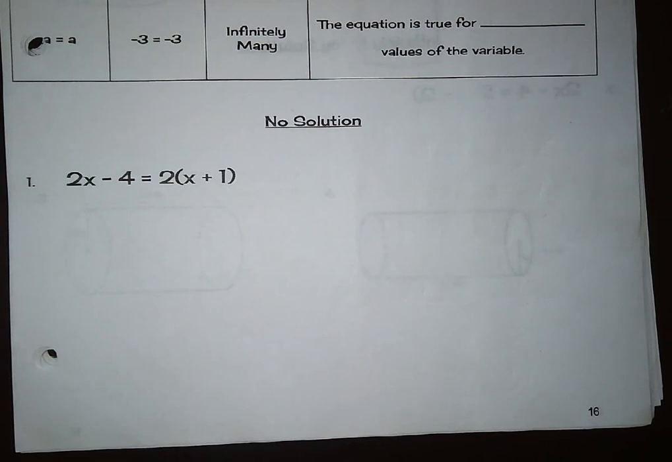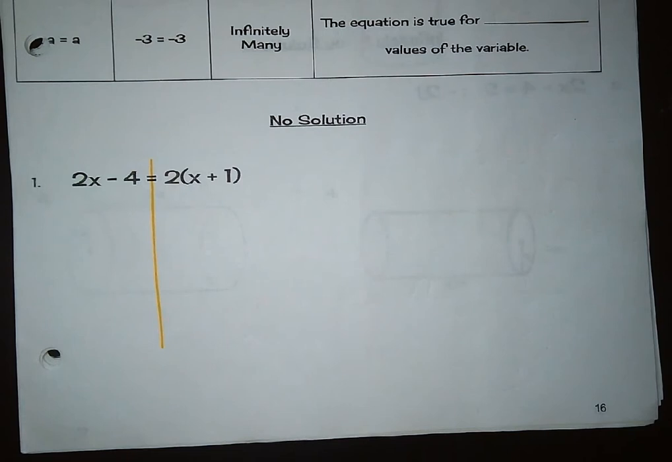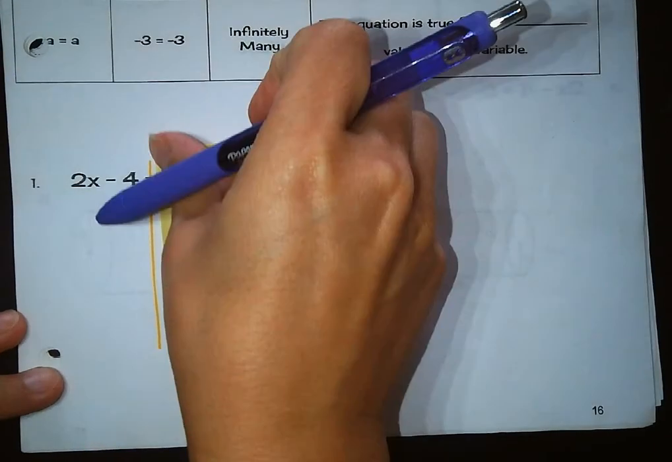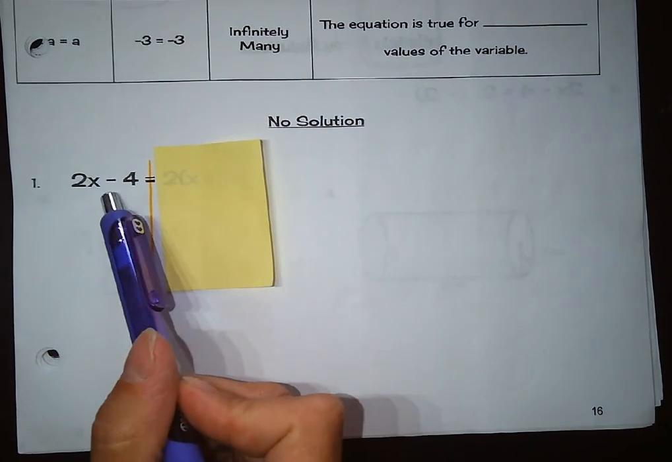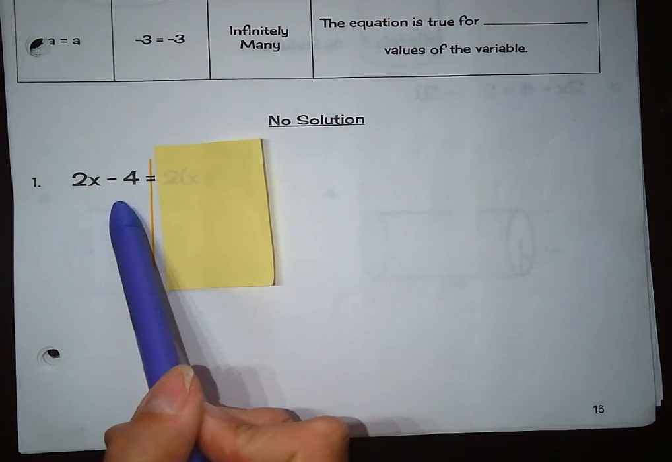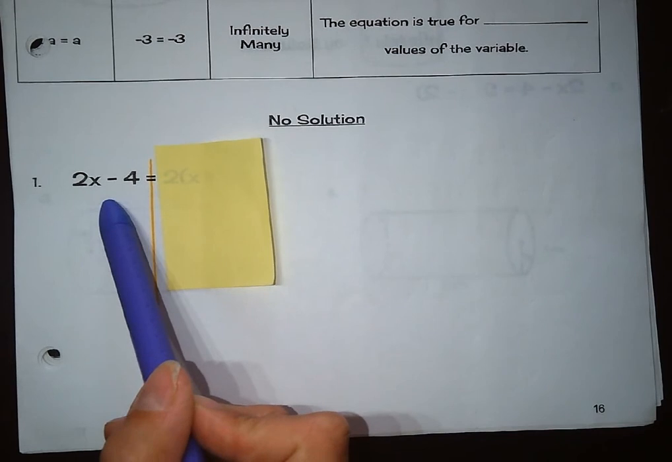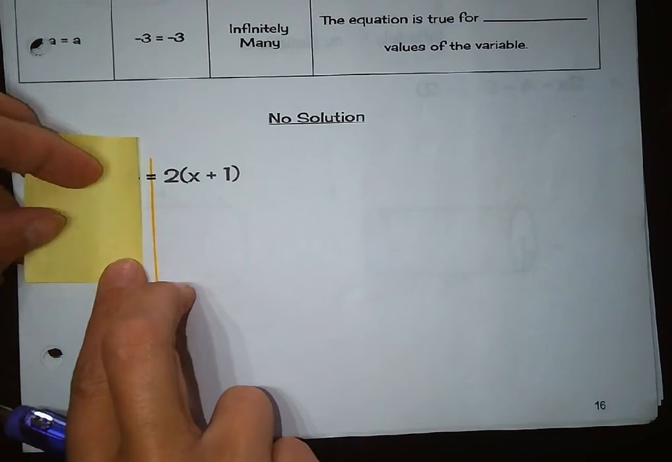So this is where we're going to take our highlighter, and we're going to draw our line down the middle to separate our equation into two. And then we're going to use our Post-it note to cover up the right side. So when I look at my left side, I have to ask myself, does this side have any distributive property? It does not. Does it have any combining of like terms? It does not. So now I know that the left side has been simplified. So I move my Post-it note over to the left, and I'm going to look on the right side.